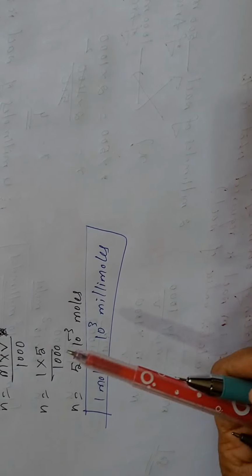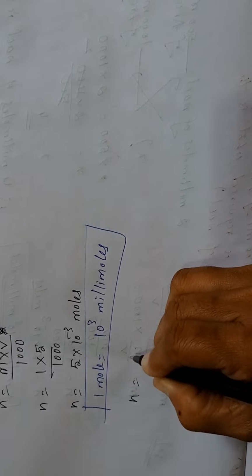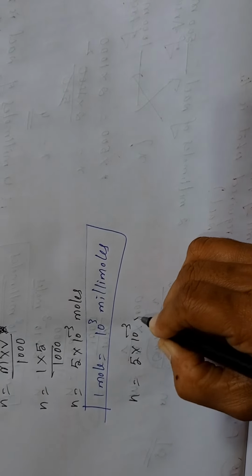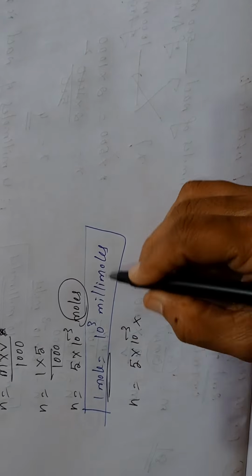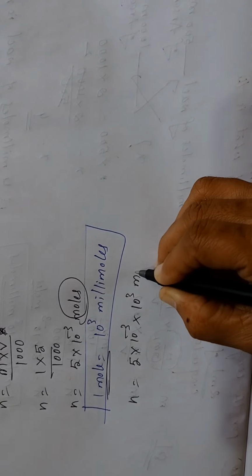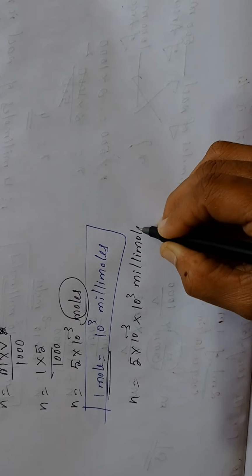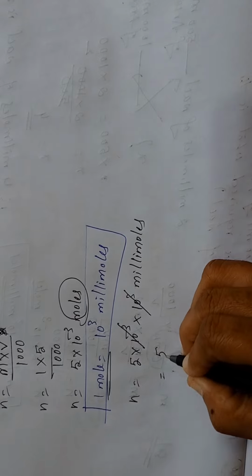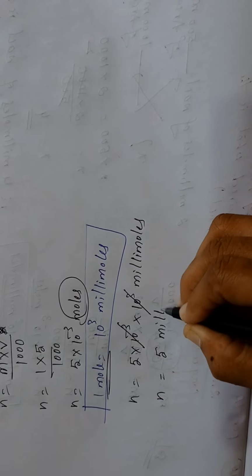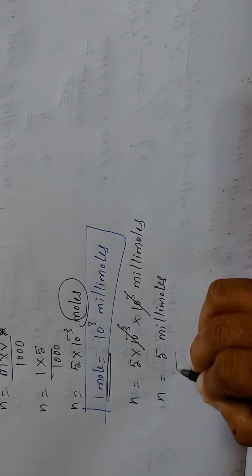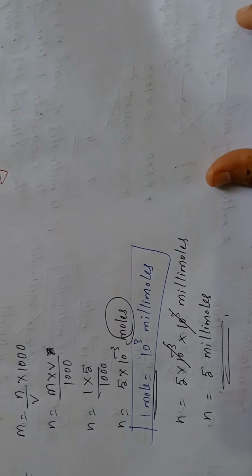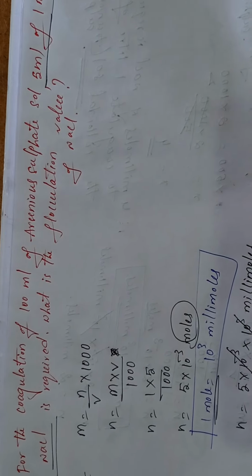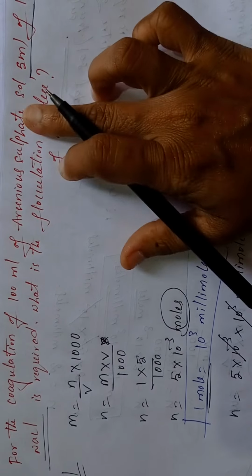Okay, so use this formula, students. Now here N value, how much? N is equal to 5 into 10 power minus 3 moles, which is nothing but 10 power 3 millimoles. This one will get cancelled. So N is equal to 5 millimoles. Understanding, students? That means 5 millimoles of NaCl is required for the coagulation of 100 ml of arsenious sulfate.